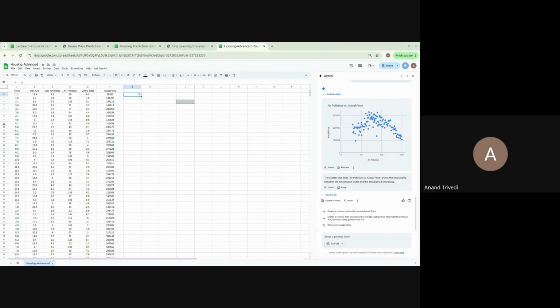Anand, just a quick question. We built this prediction in the Excel, and because this is itself a small model, can we use this further to predict new price? So how can we use it?